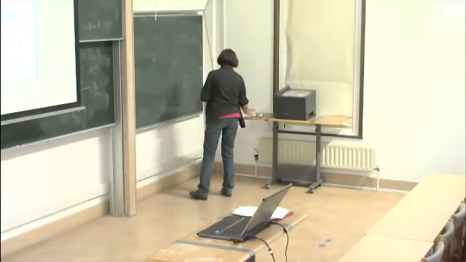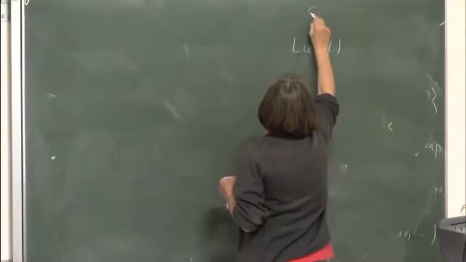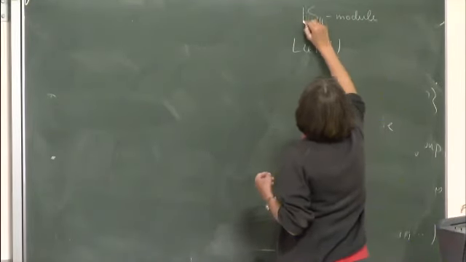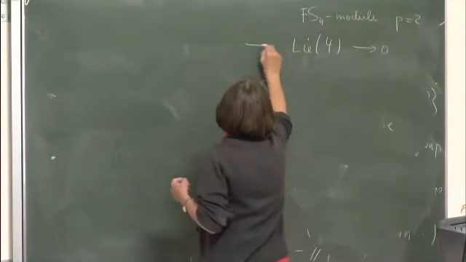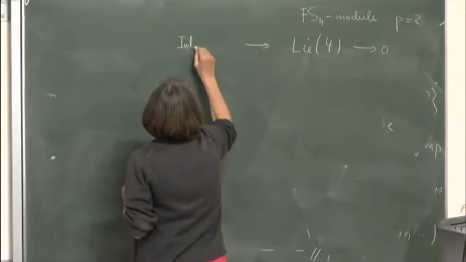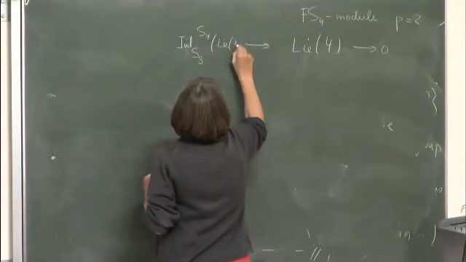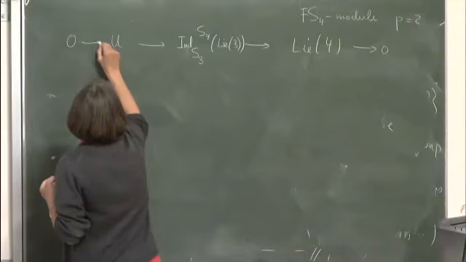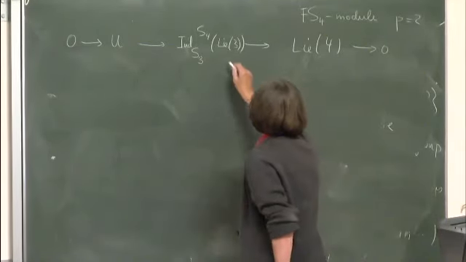Right. So you have Lie_4 here. So this is an S_4 module, and the characteristic is 2, right? And p is 2. So what you can do is show that there's a surjective map from the module you get if you induce Lie_3 from S_3 to S_4, and then you have some kernel here, I don't know what it is, call it U here. So there's an exact sequence like that.